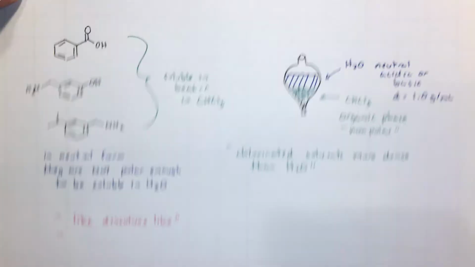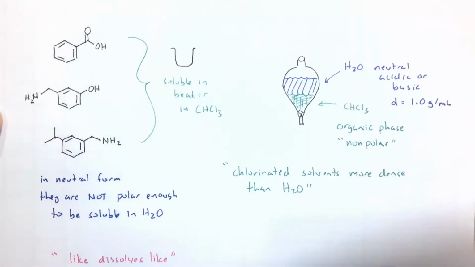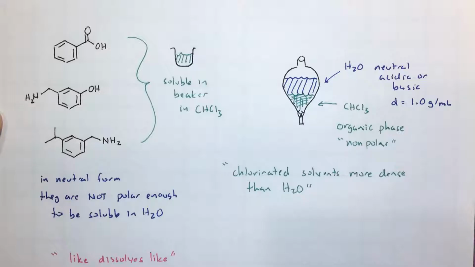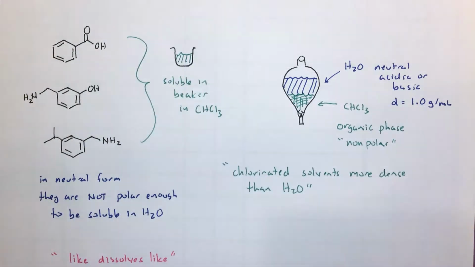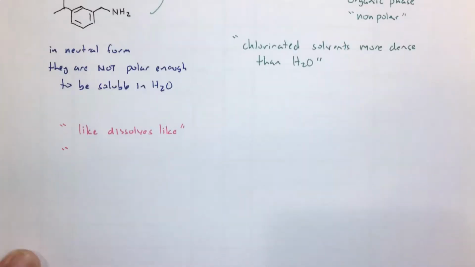At this point, we have a beaker, and that beaker has chloroform, and all three of these are in the chloroform. So how do you separate that? Nothing is precipitating. They're all dissolved.